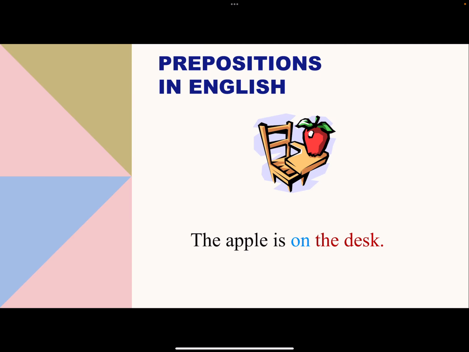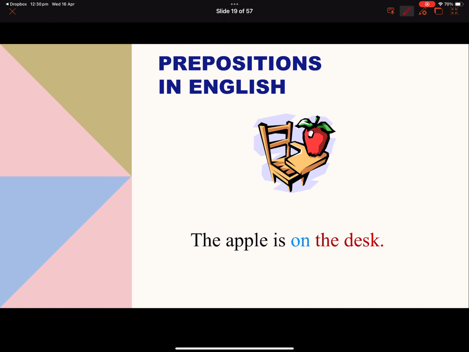So for instance, in this English sentence, the apple is on the desk. The word on is the preposition here. And even if we were to change this and say the apple is under the desk or the apple is above the desk, the apple is still the subject of the sentence, the desk is still the object of the sentence, and all that we're changing here is the relationship between these two nouns. Where is the apple? Is it above it, on it, or under it?